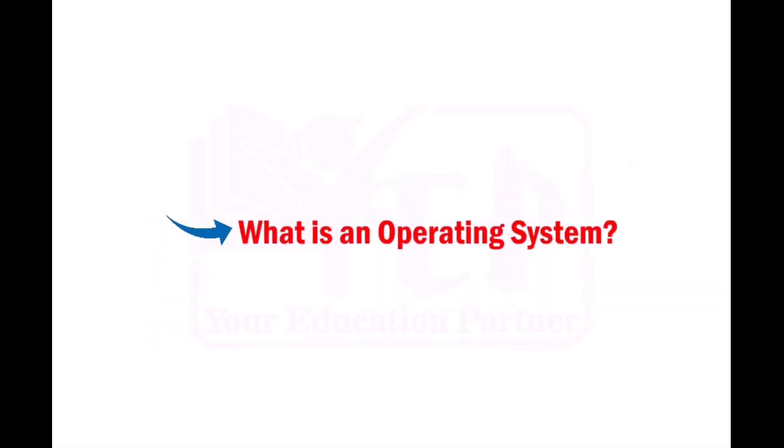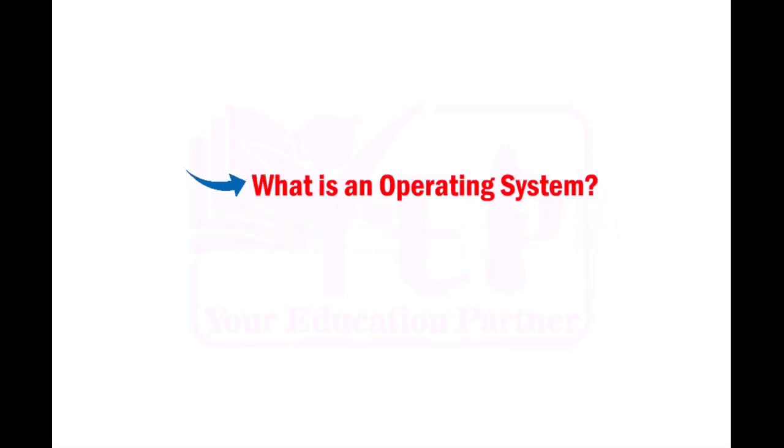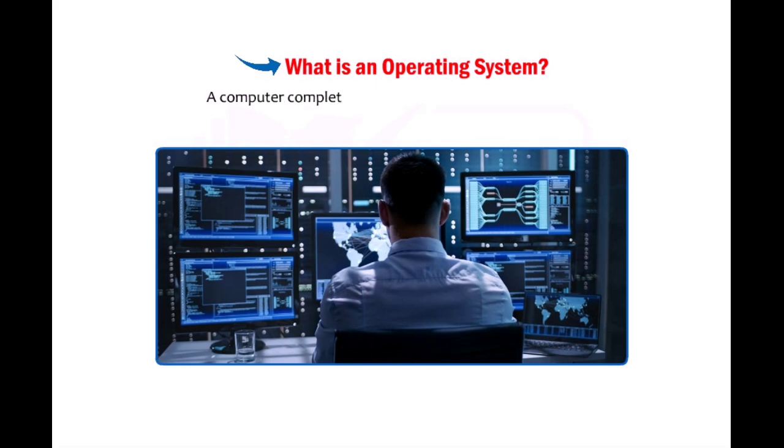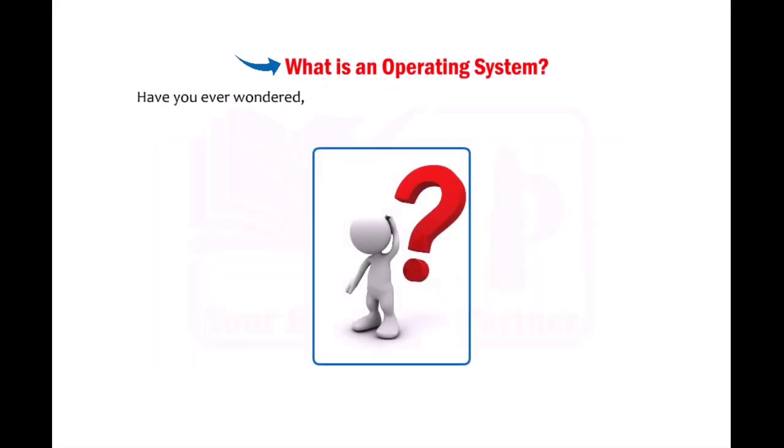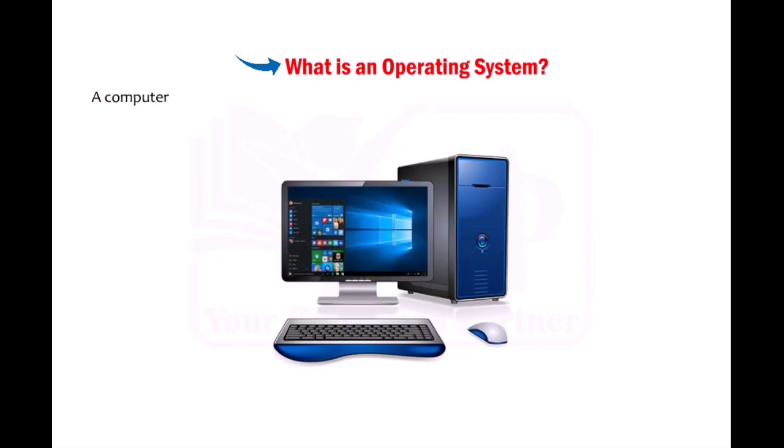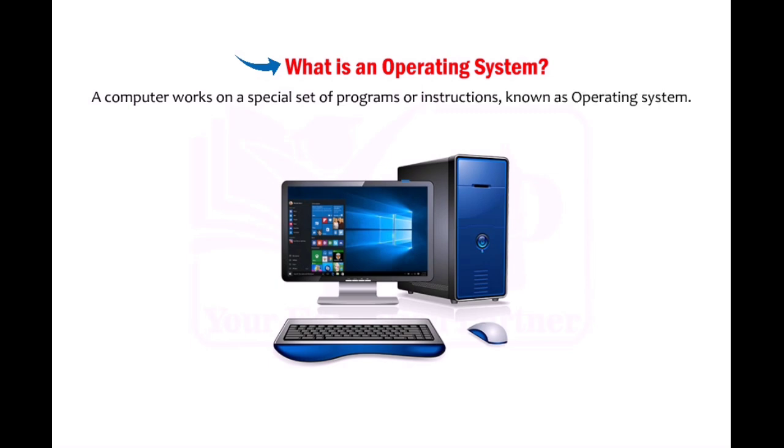Okay, students, let us understand what is an operating system. A computer completes multiple tasks in a very short time. Have you ever wondered how a computer works quickly and accurately? How does a computer process the input given by us? A computer works on a special set of programs or instructions known as the operating system.